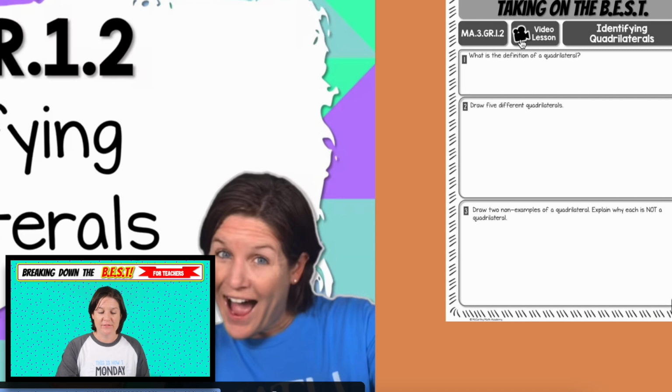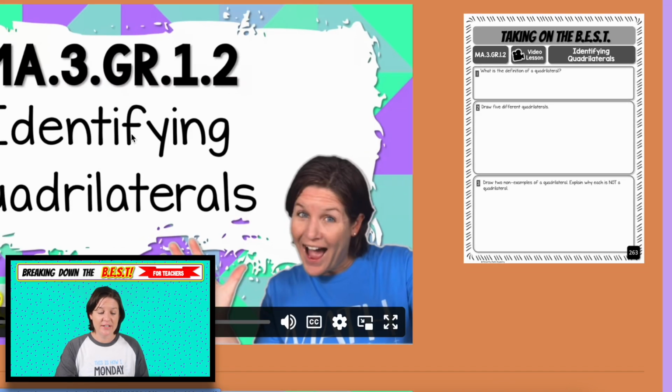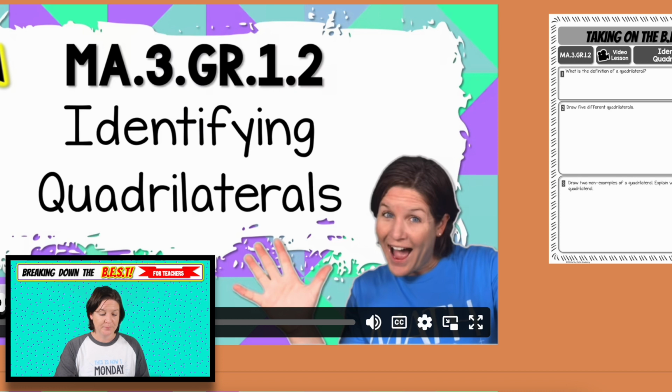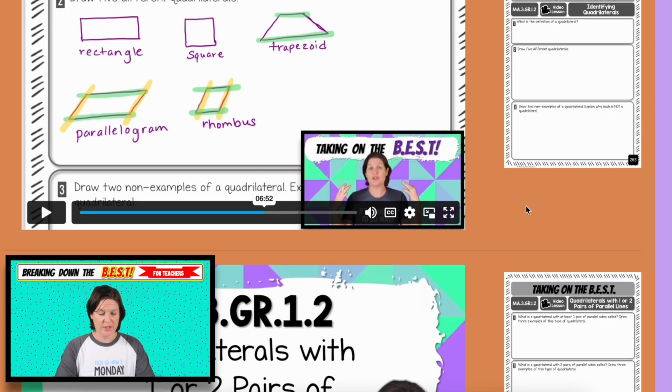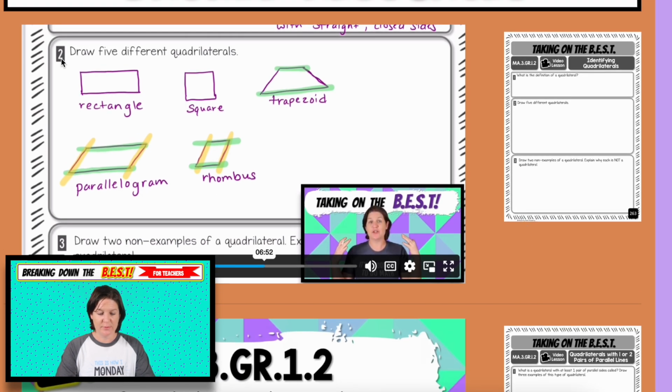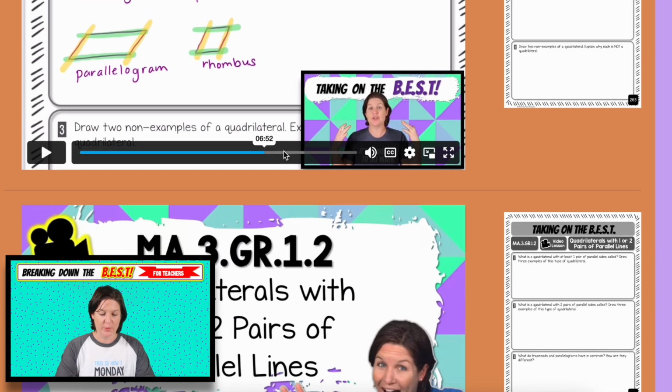So you can see this has that video lesson icon. That means that in the video lesson, we're going through all of this. So you can see here, when I pause the video, it's the same as question number 2, and we're drawing out what does a rectangle look like, a square, a trapezoid, and why, because it has at least 1 pair of parallel sides. And parallelograms have 2 pairs of parallel sides. And all of that, okay?